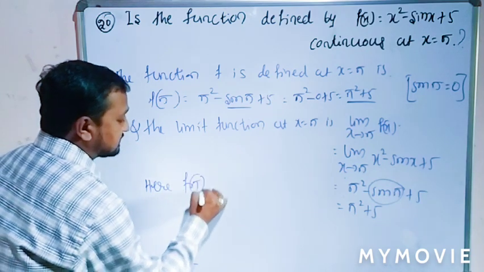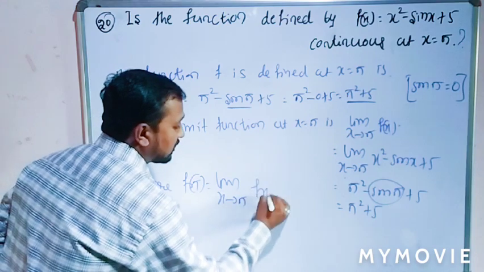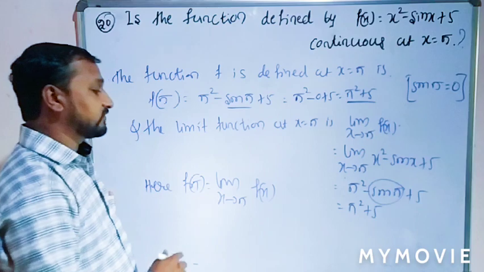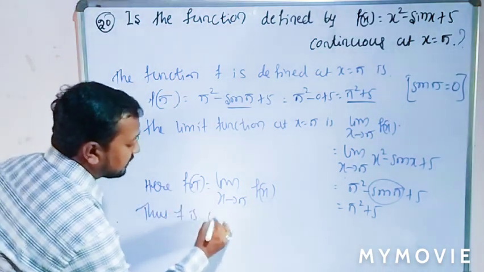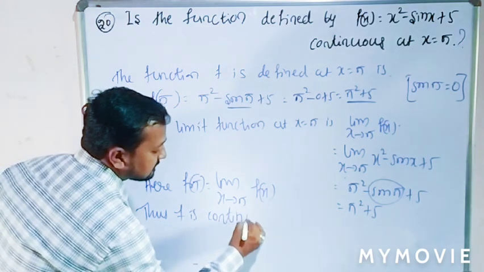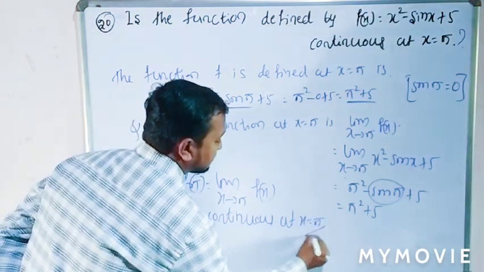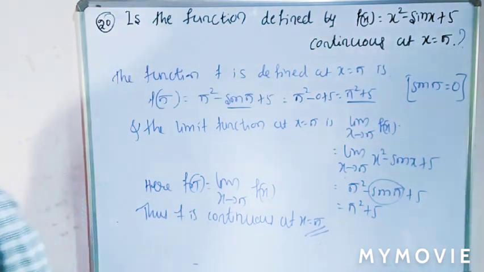Here f of pi is equal to the limit of x tends to pi f of x. Here the constant function f of pi is equal to the limit function. Thus f is continuous. Thus f is continuous at x equal to pi. Very easy example. Okay, write down this.